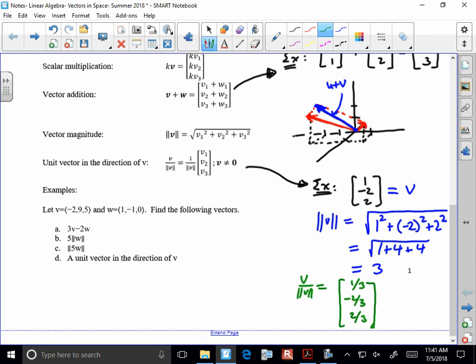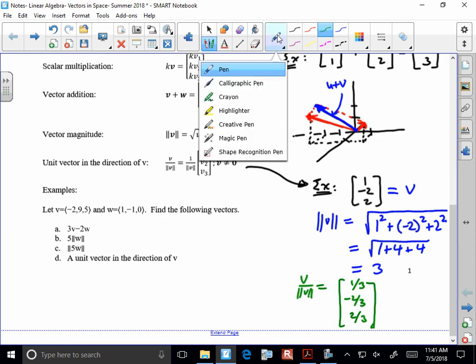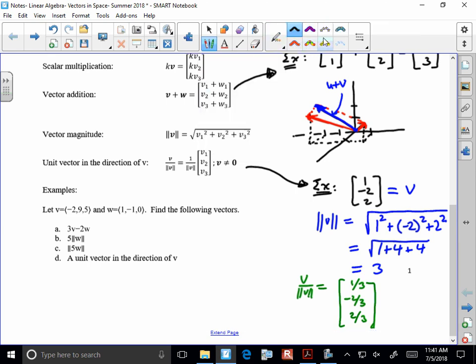All right. The example here just kind of rehashes pretty much what I just did, so I don't think I need to do anything but put a nice star on that with my creative pen.